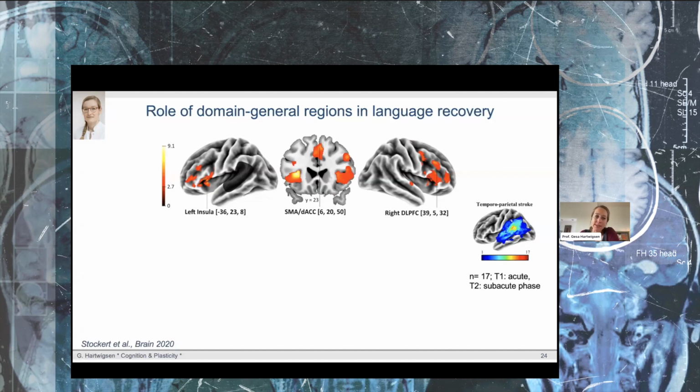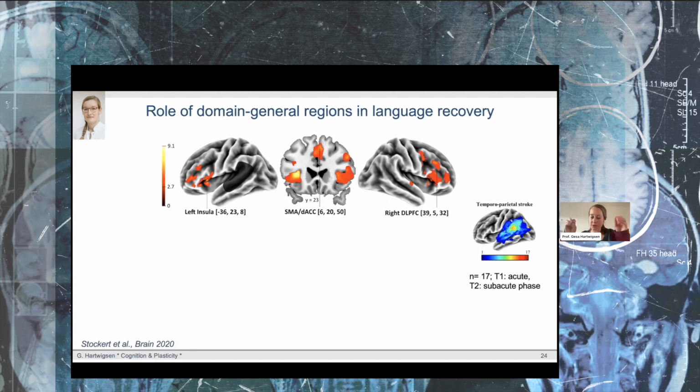And what you can see here is the changes in the task-related activity when they listen to speech from the acute to the subacute phase. So after the first days relative to the first weeks up to 3 months after stroke. And what is striking here is that we see early increases in task-related activity in bilateral brain regions. Many bilateral prefrontal brain regions, such as the left and right insula, the right dorsolateral prefrontal cortex, but also midline structures such as the supplementary motor areas.